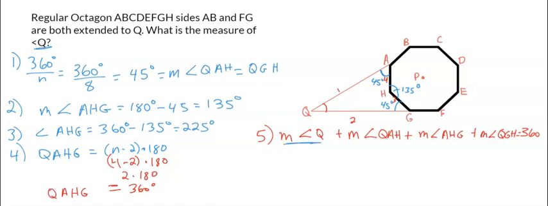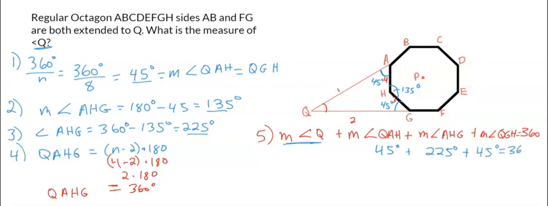We're looking for Q. So we know QAH is 45 degrees. Plus we know AHG, which is, no, 225 is this one. 225 degrees. Then we know QGH, which is also 45 degrees. Because it's both, see? 45 degrees.